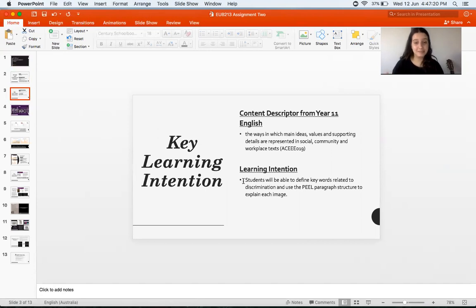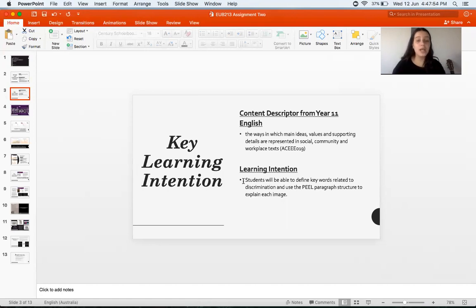So for this specific lesson, the key learning intention was that students will be able to define keywords related to discrimination and use the PEEL paragraph structure to explain each image. The whole unit was basically about discrimination and how it affects the workplace. What my supervising teacher and I had noticed over the last few lessons was that they weren't quite getting the content and the understanding of what discrimination was, what the different types of discrimination were, and how we can define those.